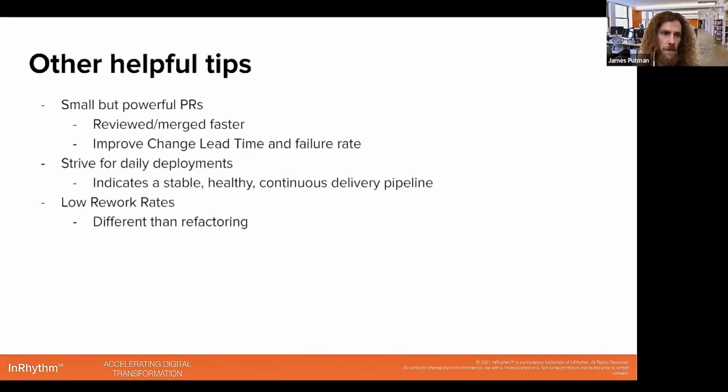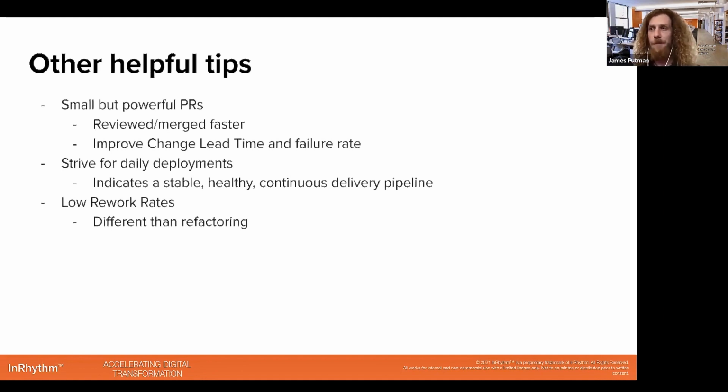And low rework rates. And so this is different than refactoring. So refactoring is something that is almost a given. You start out some projects with the intention of doing one thing, you get a couple months, maybe a year down the road, and you revisit it and you're like, you know what, this was good at that time, but now we've learned some new things. Let's go back and refactor it. Let's improve it, make it better.